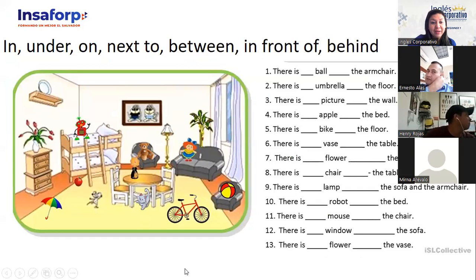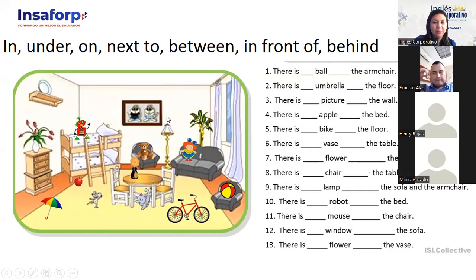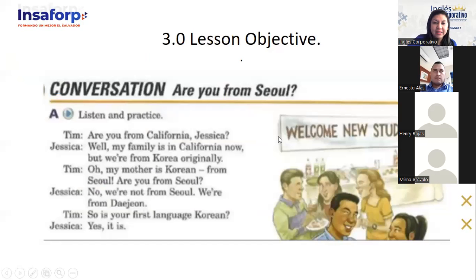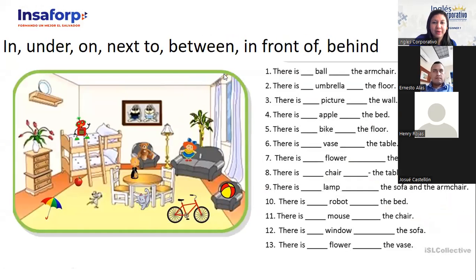Now we have more exercises here. Again, we have a flower vase, cabinet. We have the beds here, the bunk beds. We have a mouse and a cat, teddy bear, doll, picture, lamp, a plant, window, curtains, ball, an armchair, bicycle, table, chairs, an apple. So again, you have to also tell me what is the correct one, okay? For example, number one. Les voy a ir preguntando, ¿verdad? Let's start with Carla Serrano.